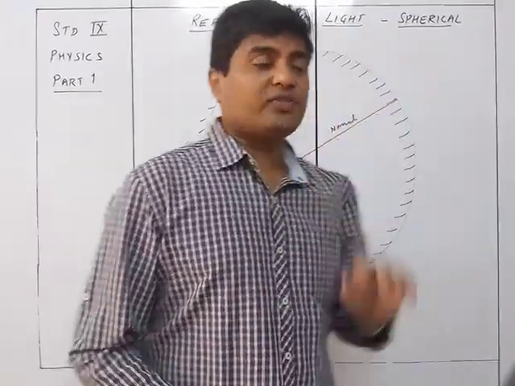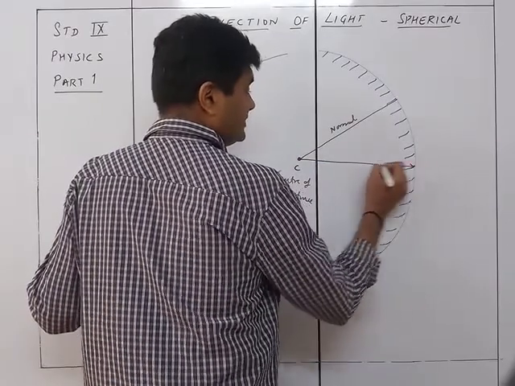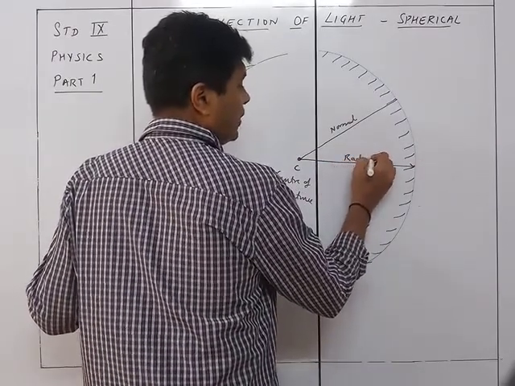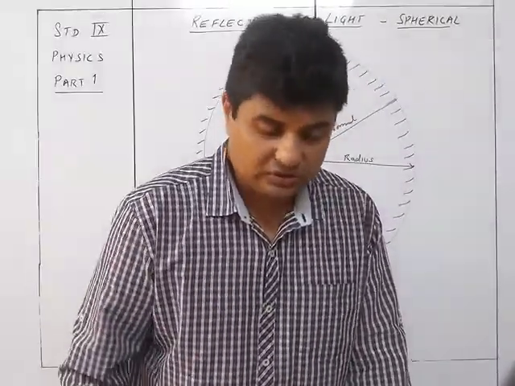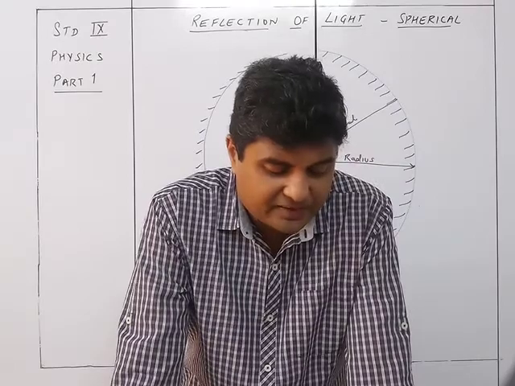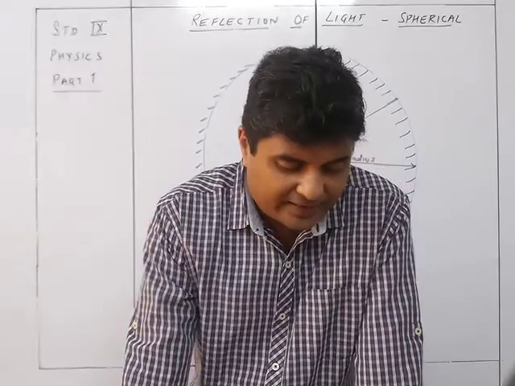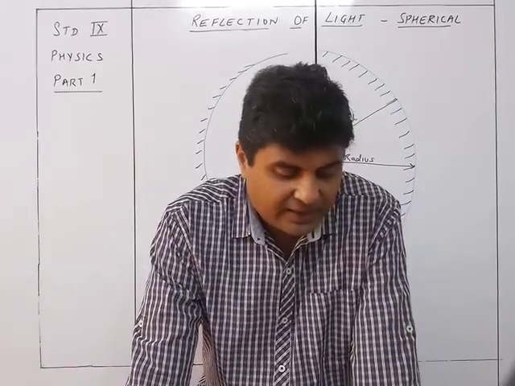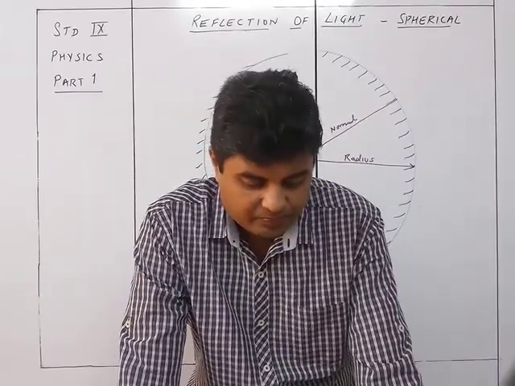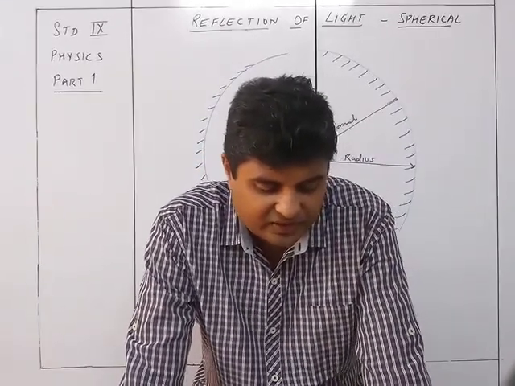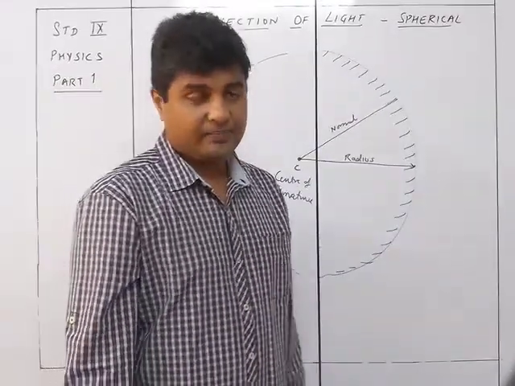The next is radius of curvature. The distance from here to here is the radius of curvature. The radius of the sphere of which the spherical mirror is a part is called the radius of curvature of the mirror. Thus, it is the distance of the center of curvature C from any point on the surface of the mirror. Distance PC is the radius of curvature. It is represented by the symbol R.